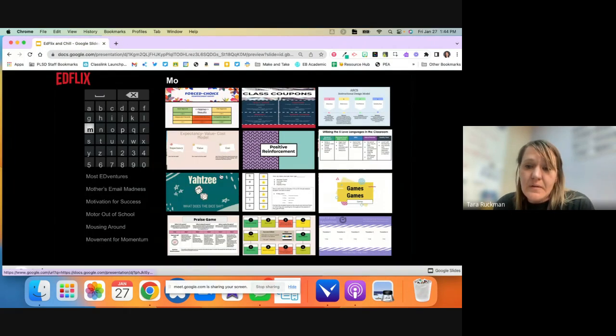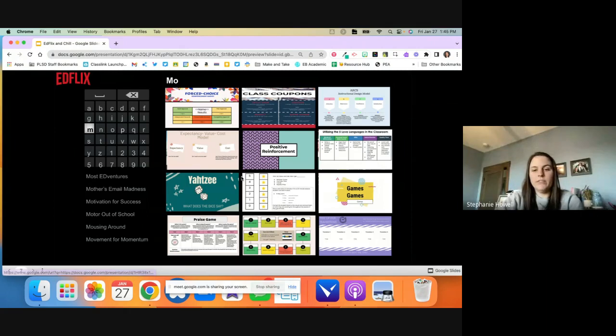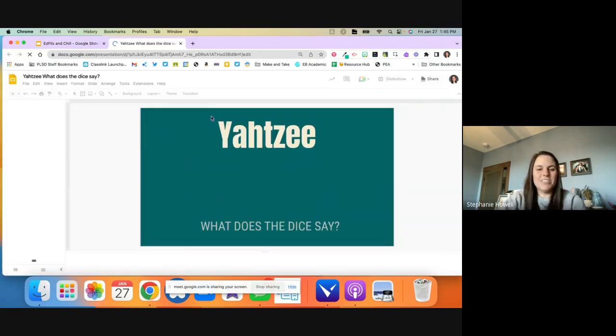Yep. And so then another resource we have here is just some game resources. Here we're going to talk about Yahtzee. You can see there are all these different positive reinforcement ideas and games, and tidy up your transitions. These are all different games that you're able to use within your class, the praise game as well. But Yahtzee is a really fun one.